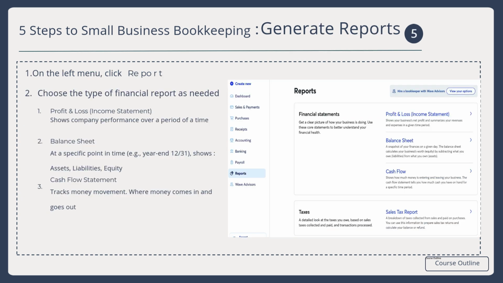Step 5. Generate reports. On the left menu, click Reports. Choose the type of financial report as needed. 1. Profit and loss, income statement, shows company performance over a period of time. 2. Balance sheet. At a specific point in time, e.g., year-end 12/31, shows assets, liabilities, equity. 3. Cash flow statement. Tracks money movement, where money comes in and goes out.